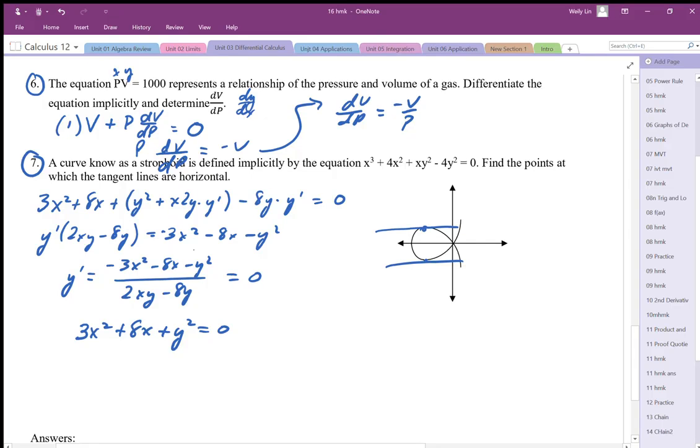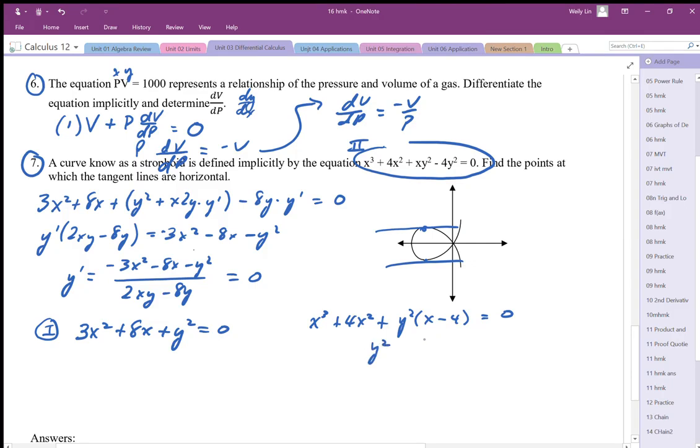The problem is I have two variables, so I need another relationship involving x and y to solve my system. And there it is, there's my other relationship right there, my original equation. So I'm going to use that to solve my system. I see there's a y squared I can factor out and replace. So I'm going to rearrange that. I'm going to end up with x cubed plus 4x squared plus y squared x minus 4 equal to 0.